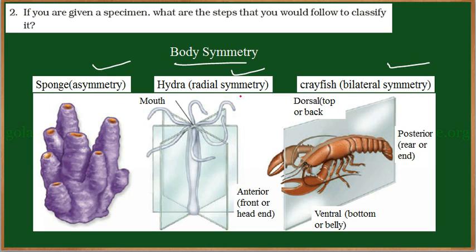Whereas in radial symmetry, the organism is cut through the central axis. So this is the central axis. If it is cut through the central axis, the two halves obtained will be exactly similar to one another. This kind of symmetry is shown in cnidarians.